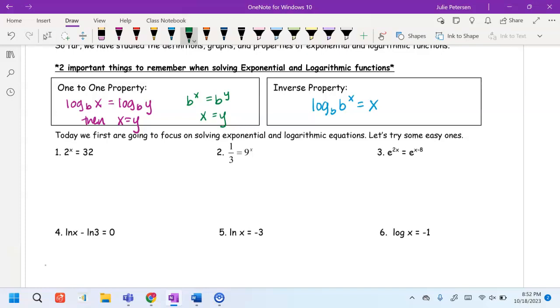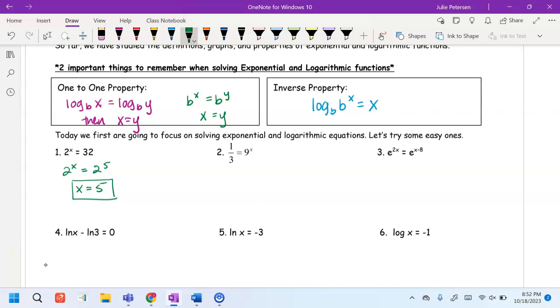Okay, so let's start with this exponential expression, 2 to the x equals 32. So the first thing you want to do is see if maybe we can find a common base. And 2 to the x, and then 32 is a base 2 number, so that's 2 to the 5th. Therefore, x equals 5. Pretty straightforward.